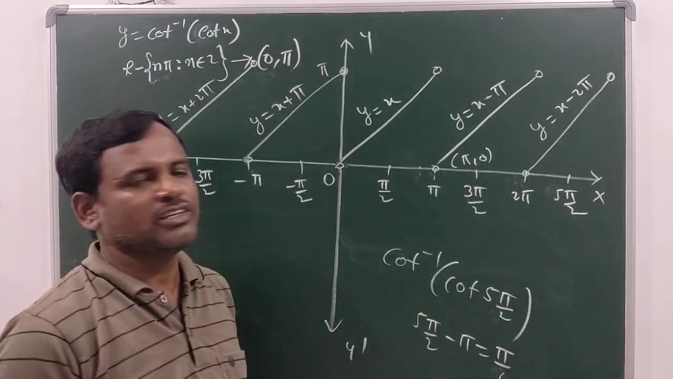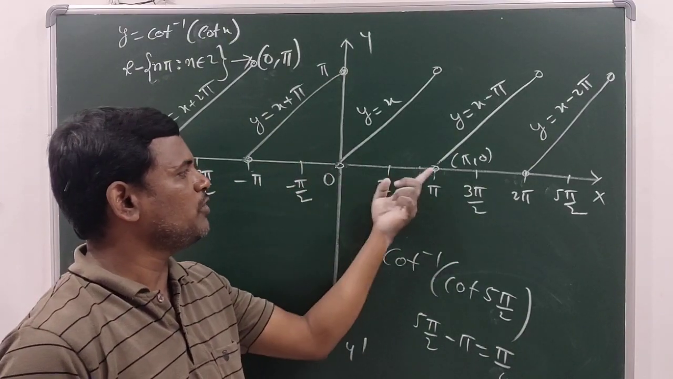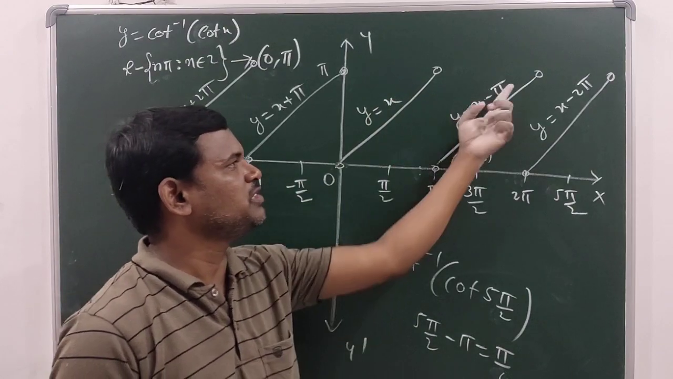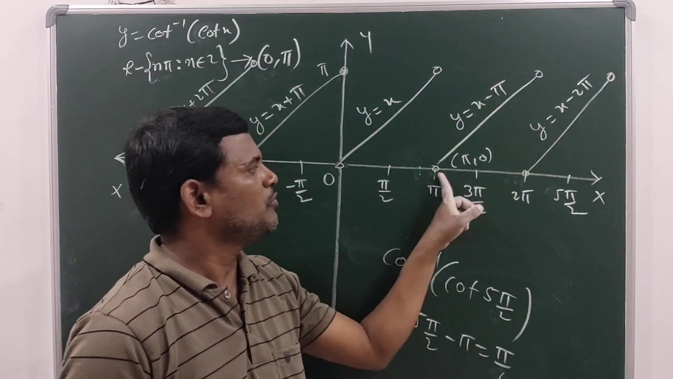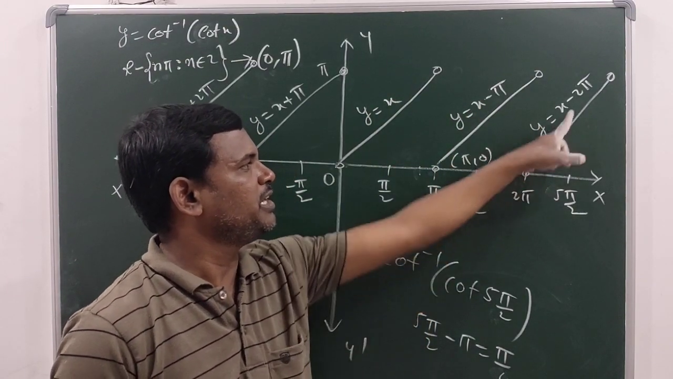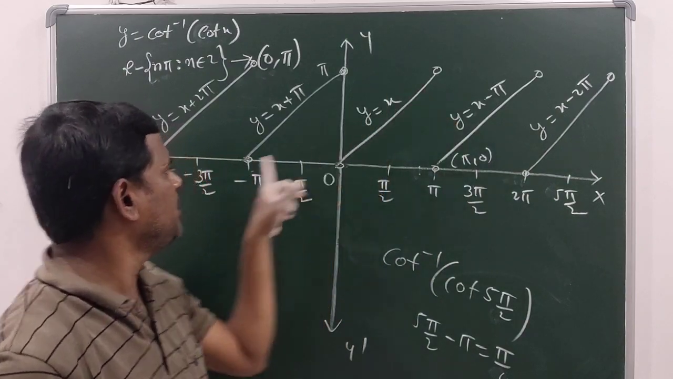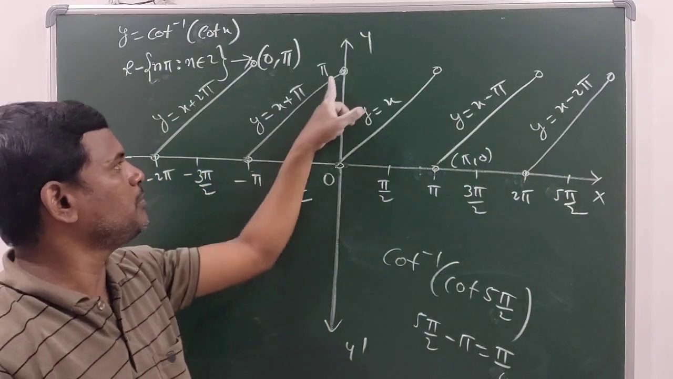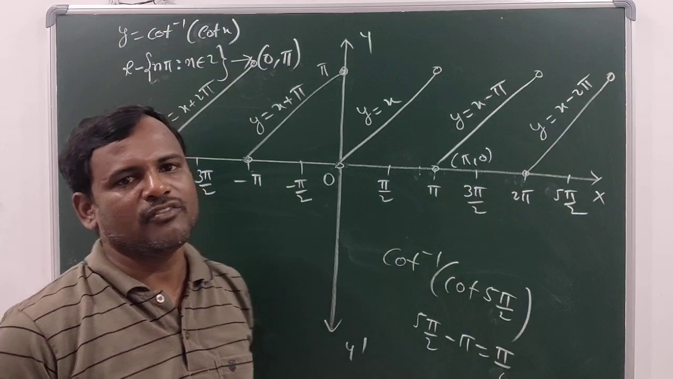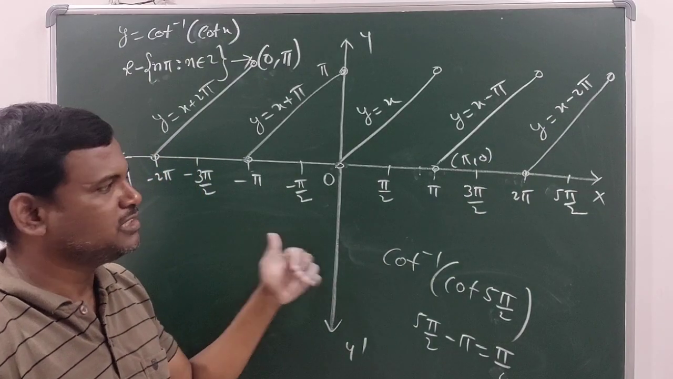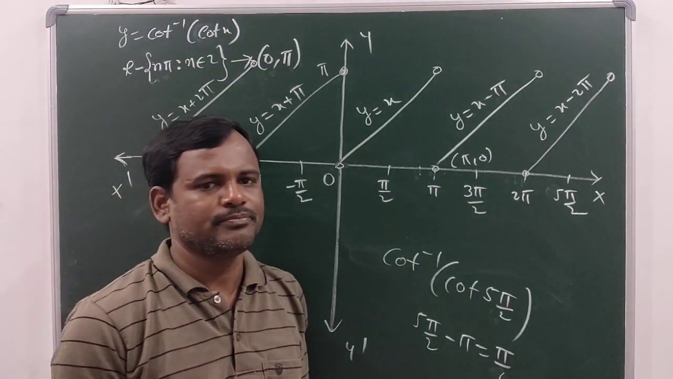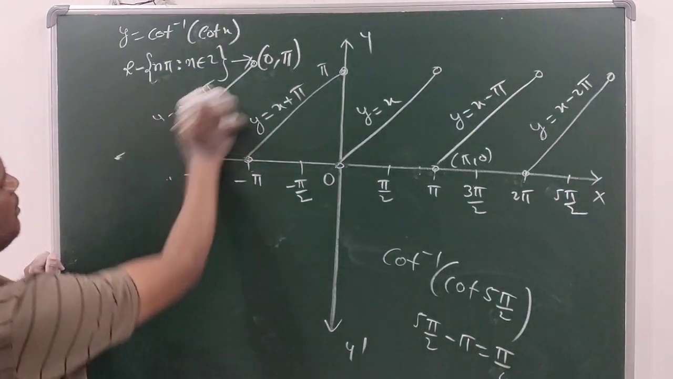It is also a periodic function. Period is pi because after a pi interval the same shape of graph is repeating. So from here to here pi, the graph is repeating. From here to here pi, the graph is repeating. From here to here pi, the length is pi, the same shape of graph is repeating after a length of pi interval. Hence it is a periodic function with period pi.